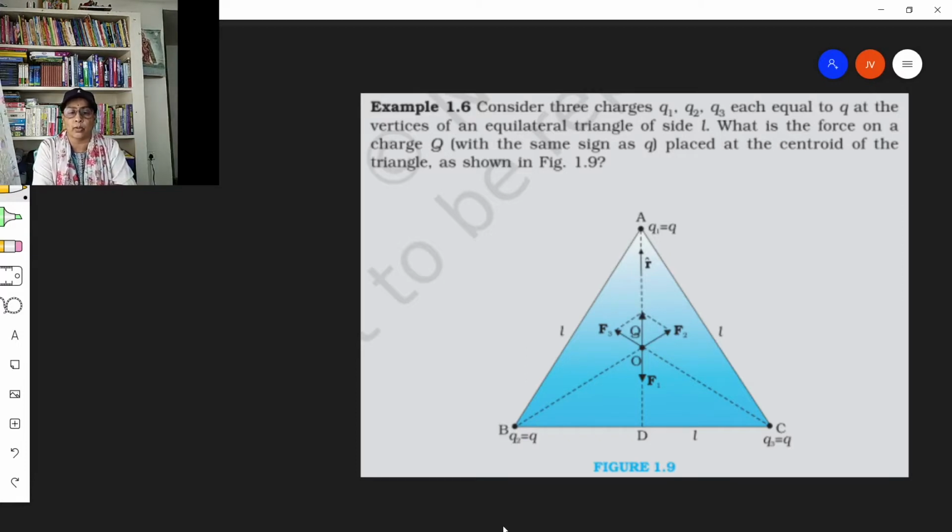So this is a question where we have to find net force on a charge which is placed in a symmetrical distribution of electric charges. And we know that net force on a charge which is placed in a symmetrical distribution of electric charges is always 0. So the net force should be 0. Let us evaluate that and verify.